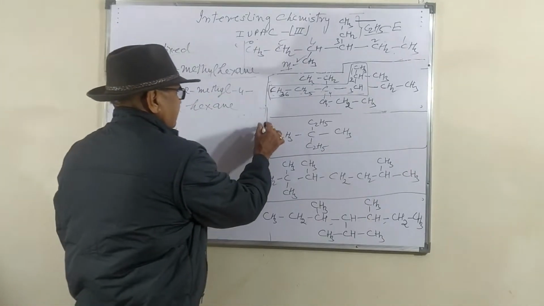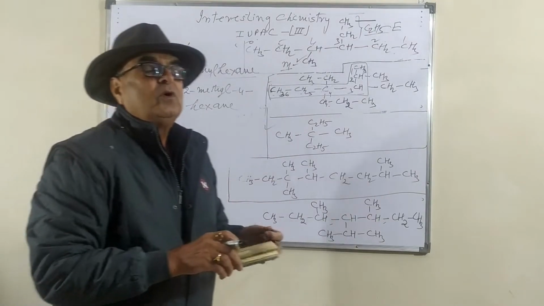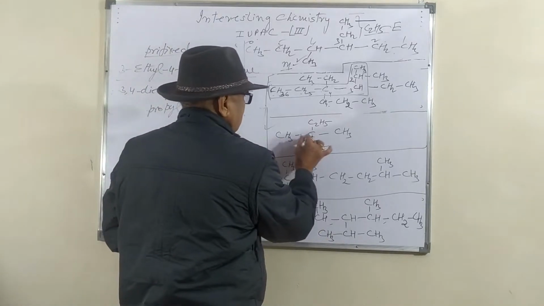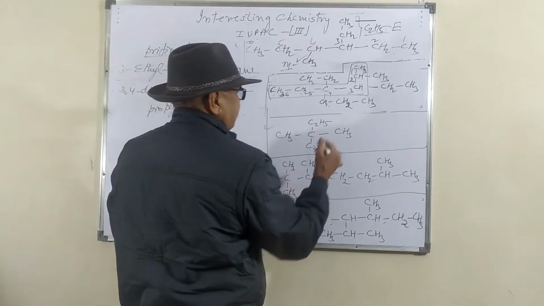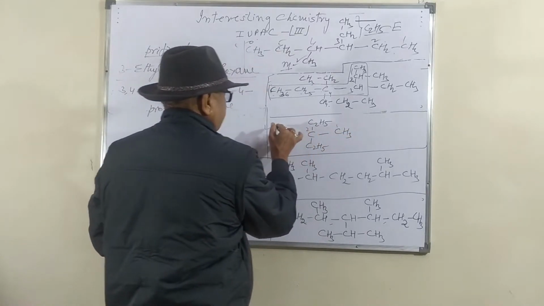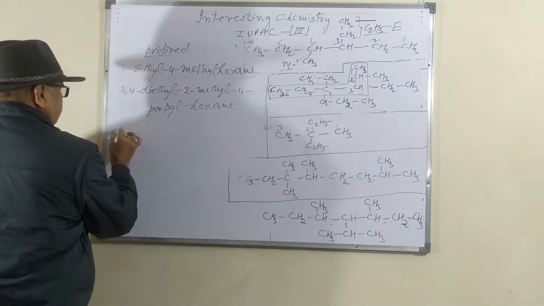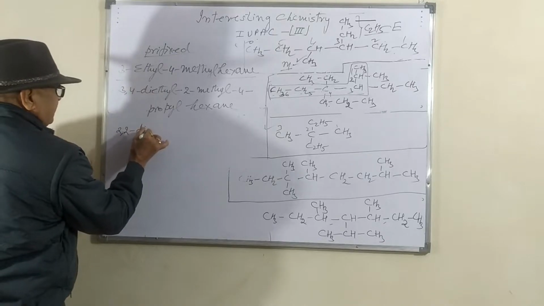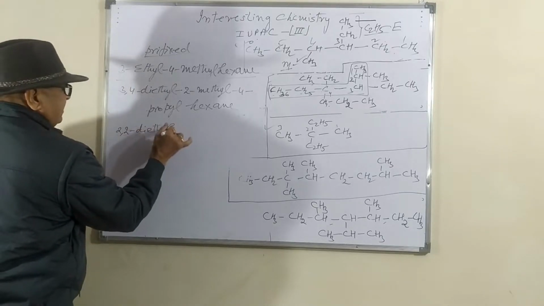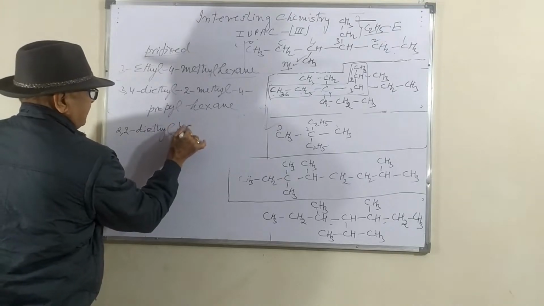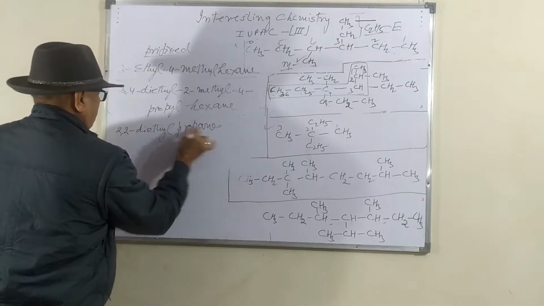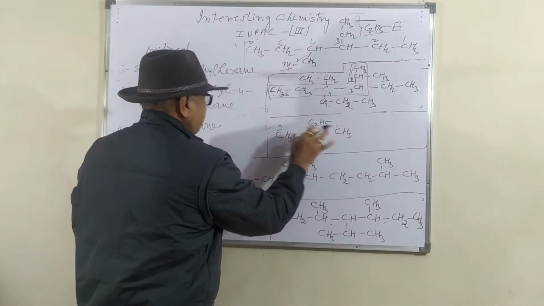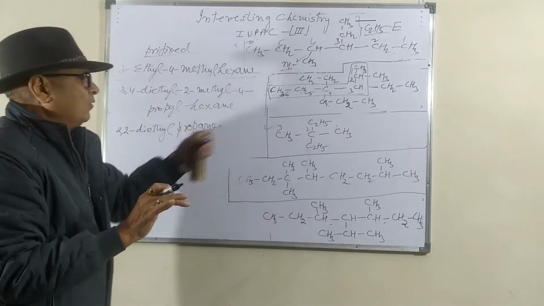Now come to this structure. Here again you have to select the longest chain. The longest chain here is 1, 2, 3. If you start the numbering from 1, 2 and 3, the name of this compound will be 2,2-diethyl propane, because the longest chain is of 3 carbons.